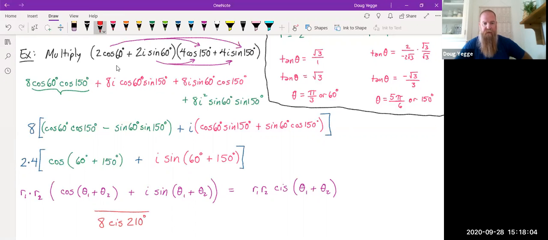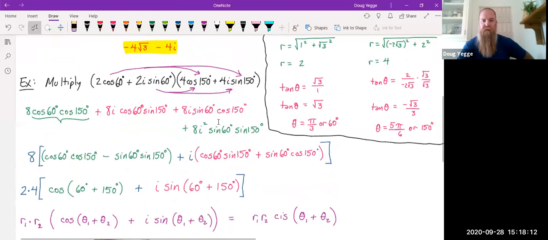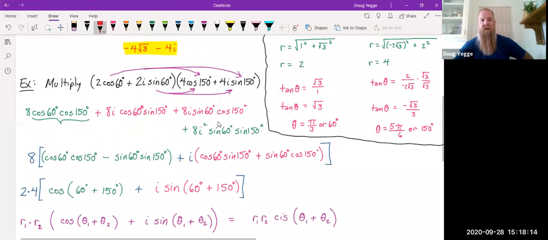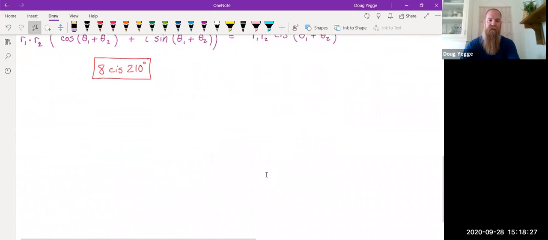Now let's just verify that this in fact is our solution. If that's our solution, keep in mind we've already done this problem. We already saw originally that the solution was negative 4 root 3 minus 4i. So now let's just switch back and find out if sure enough that is the answer.